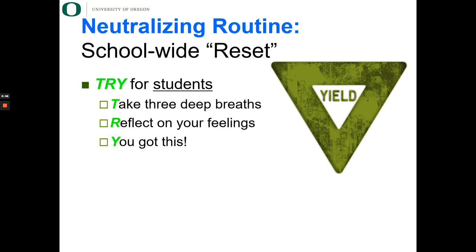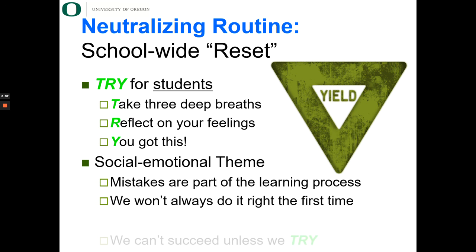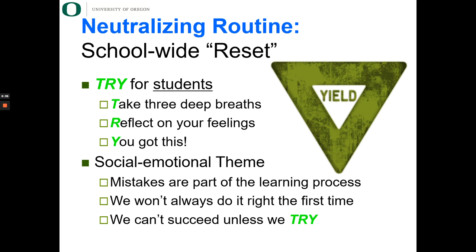Here's an example for students. Take a deep breath, reflect on your feelings, you've got this. And you see the yield sign, that could be something that could be posted around the school. It also might be something that ties in with an existing social emotional theme.